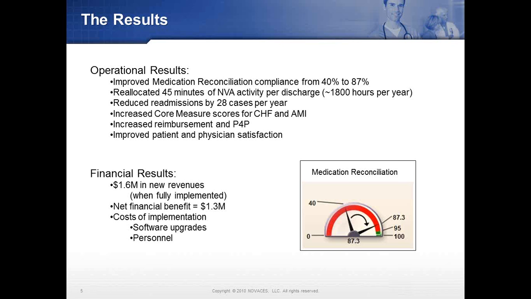Now that suggests that there were some costs involved, and that's absolutely true. In order to optimize this process, there were some costs involved. But there's a story associated with that, and I'll tell you about that in a little while. Costs of implementation were primarily around software upgrades. We needed one record, one form, and in order to do that, it needed to be an electronic form. And we needed some specially trained personnel at certain points in the process.